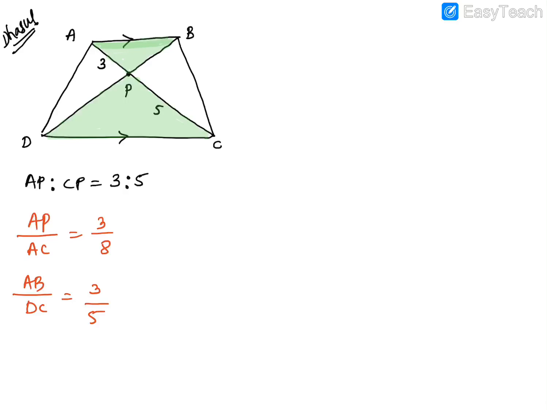Okay, now what will be the ratio of BP upon PD? So AB is equal to 3, DC is equal to 5. Now what will be the ratio of BP upon PD? BP upon PD, so that will also be equal to what? 3 upon 5.